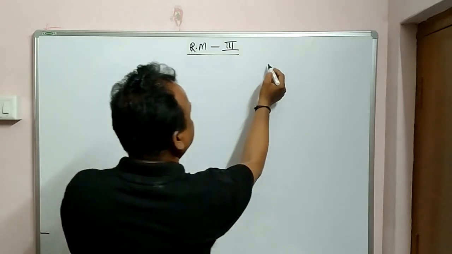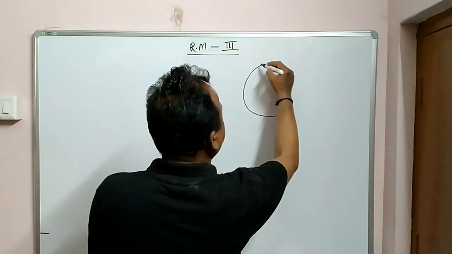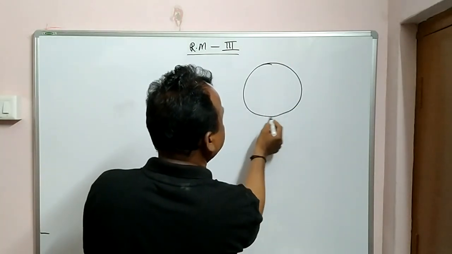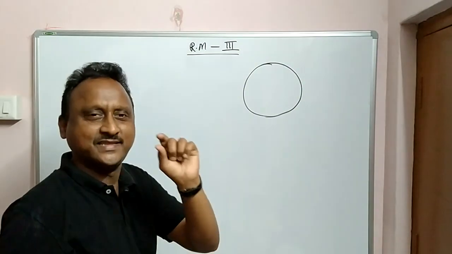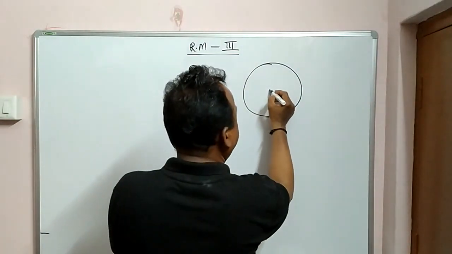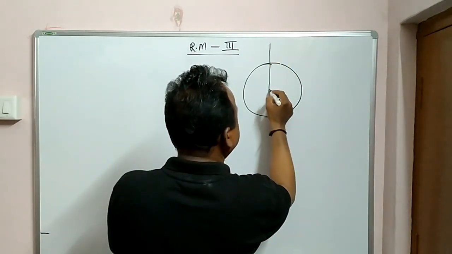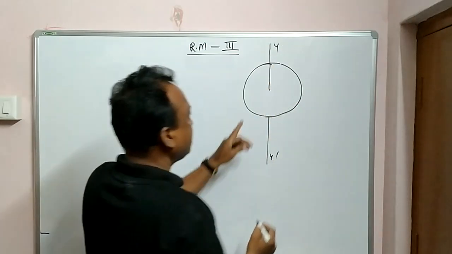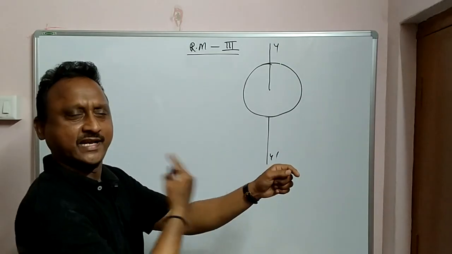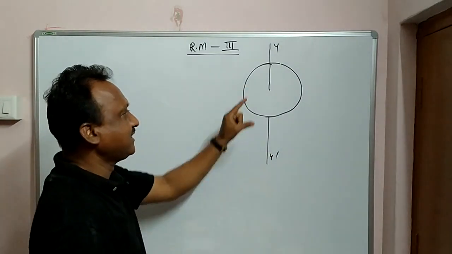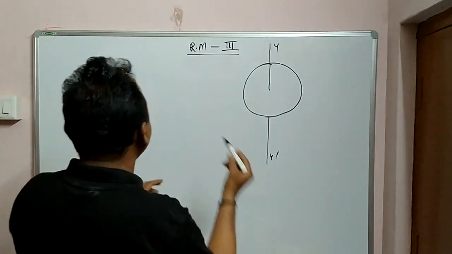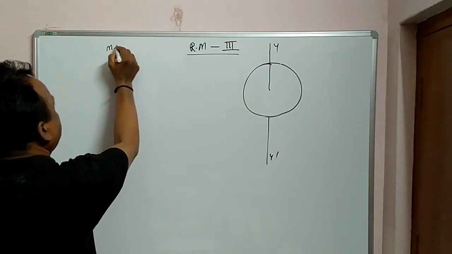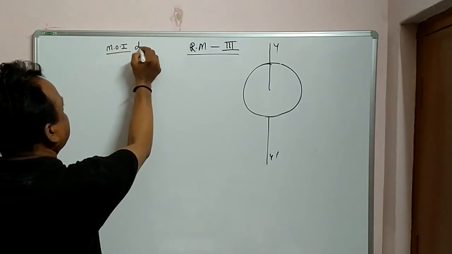Let us discuss the moment of inertia of a uniform thin disc about an axis passing through the center and perpendicular to the plane. So this is the axis, the disc is rotating like this, a uniform thin disc. So how to get the moment of inertia of the disc?